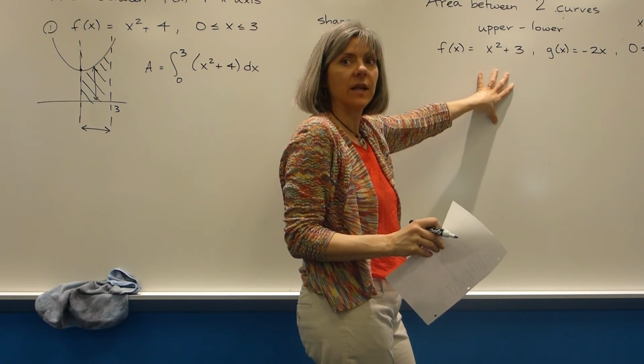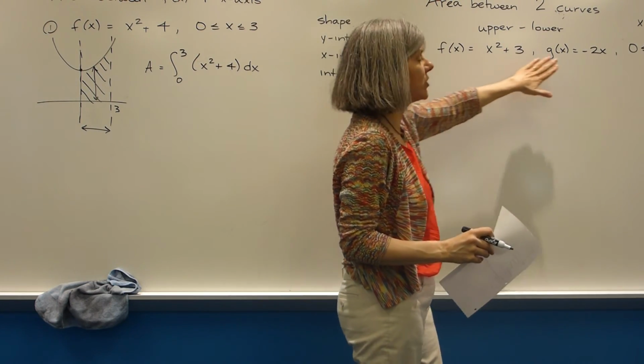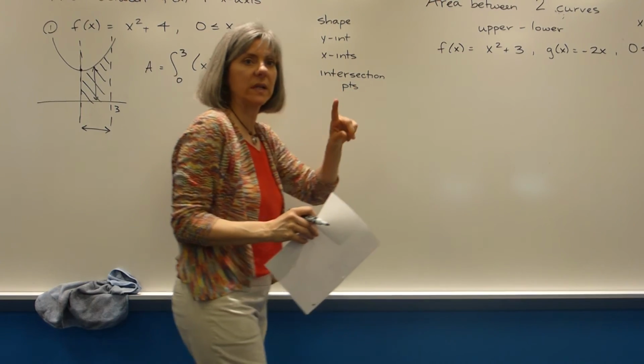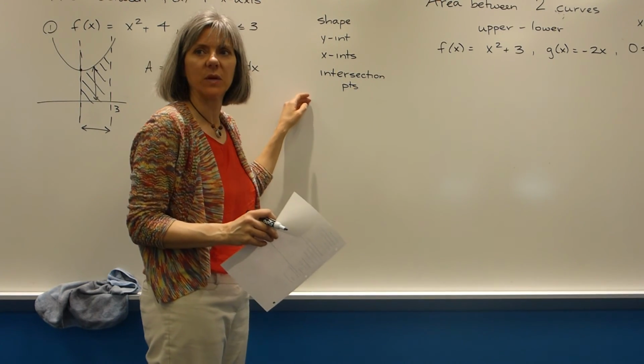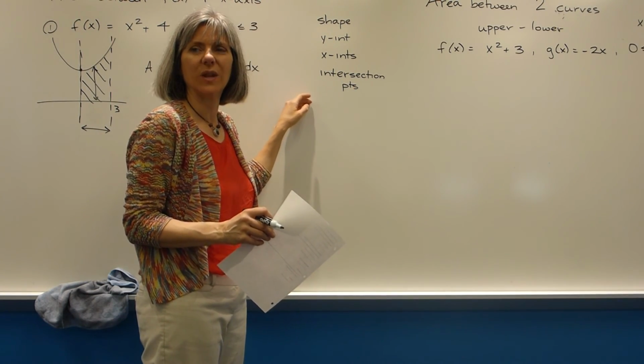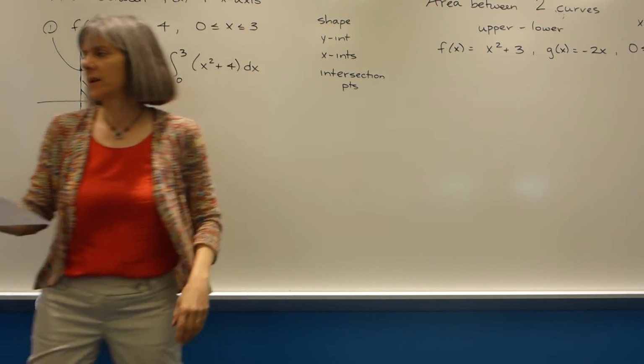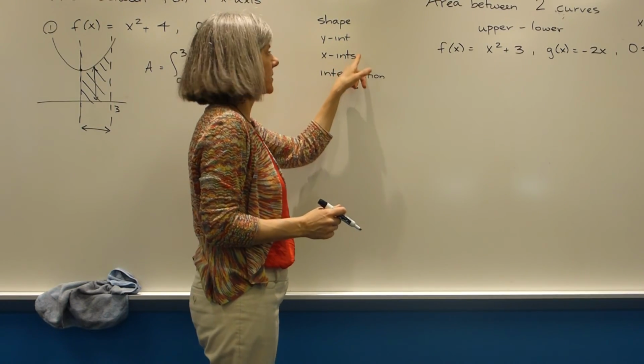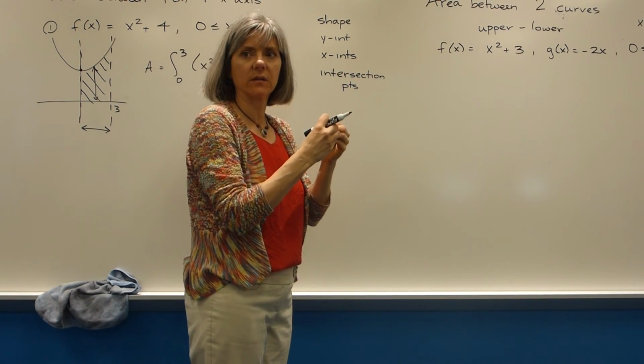Find the intersection. Yeah, we need to sketch these. So we need to sketch each one, and we need to know where they intersect. I recommend finding this information first, so that when you do your sketch, you get the right sketch the first time. All right, so why don't you guys get started on that? For each of these we need the shape, the y-intercept, the x-intercepts, and then where they intersect. Let's start with that.